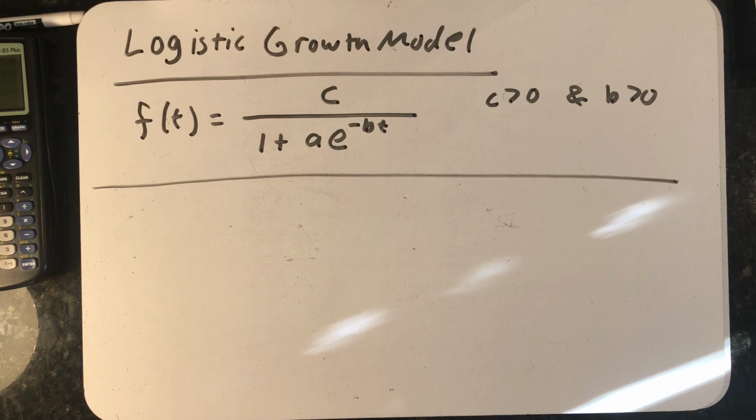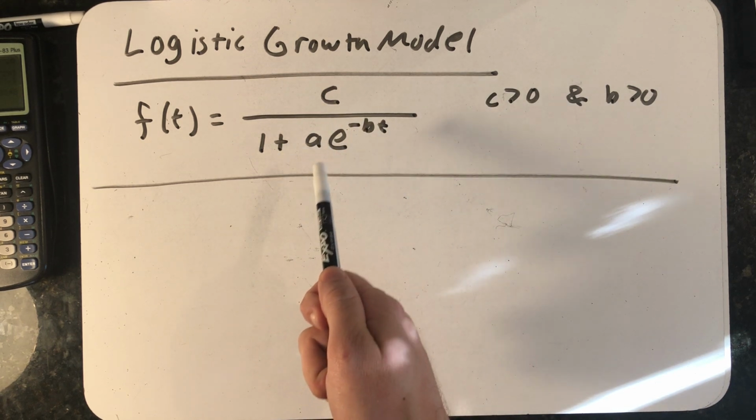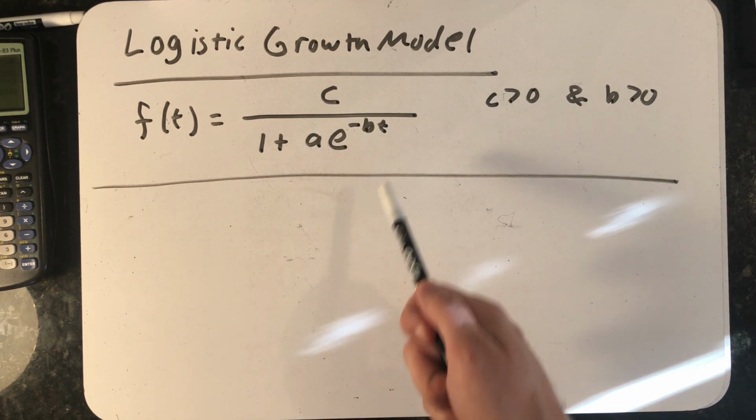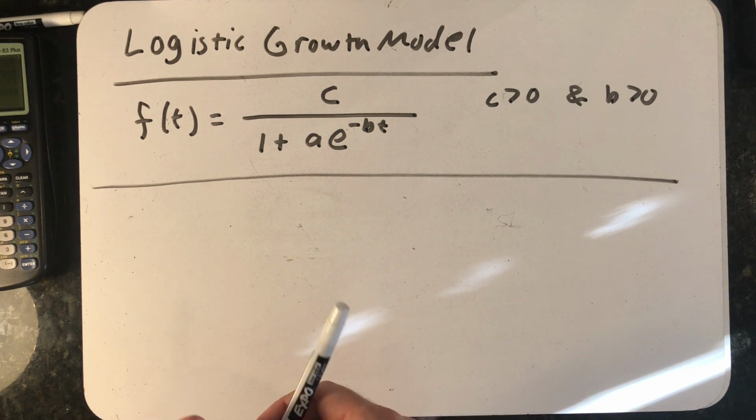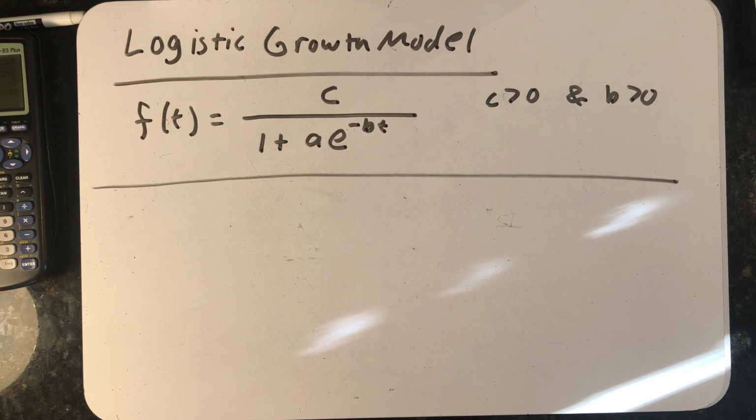I'd like to talk about what's known as a logistic growth model. A logistic function or a logistic growth model is a function in the form f of t equals c divided by 1 plus a times e raised to the minus bt power. A, b, and c are constants. C and b are bigger than 0.